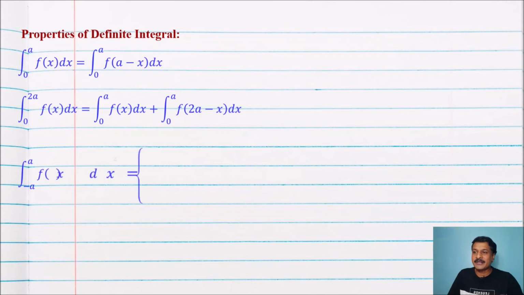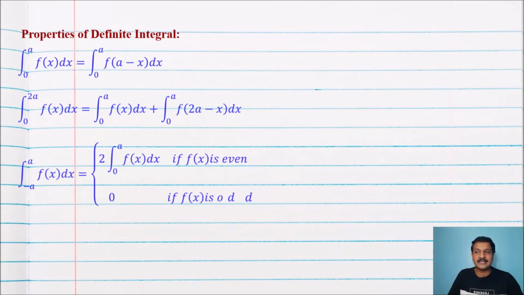And the third property: integration from minus a to a of f of x dx equals 2 times integration from 0 to a of f of x dx if f of x is even, and equals 0 if f of x is odd. So here you must know how to find even and odd functions. If the integrand function is even, I get 2 times the integration from 0 to a. And if the integrand function is odd, then I will get directly 0.